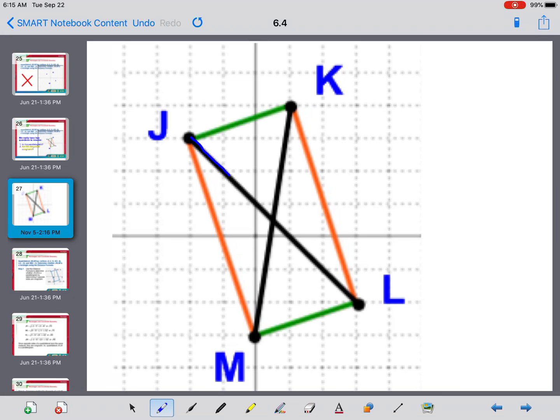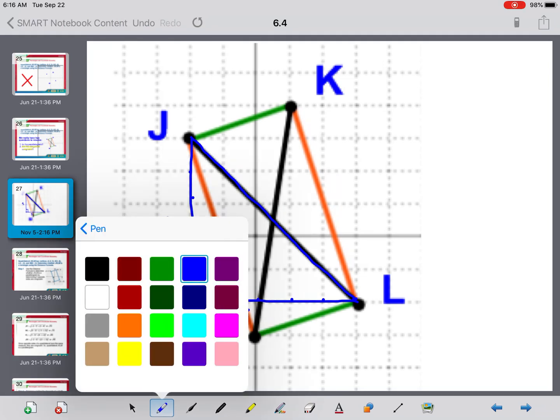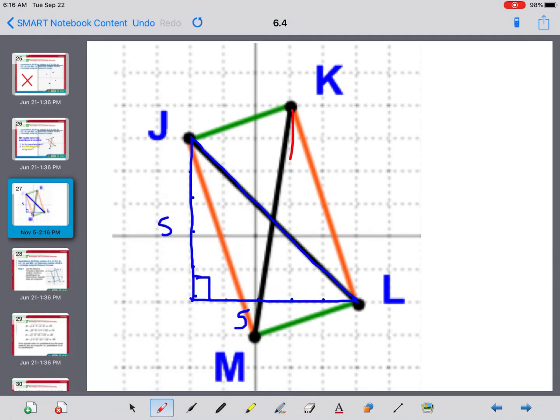So I'm going to find the length of this one, by creating a right triangle, which is what I was reviewing with you at the beginning of the lesson. And so this is 1, 2, 3, 4, 5, and this is 1, 2, 3, 4, 5. So JL is going to be the Pythagorean theorem with two legs that are 5. So now I want to find this one. Not drawn very well. I want to find this one.